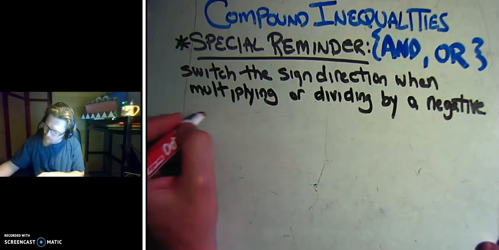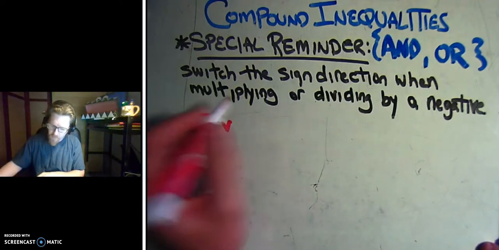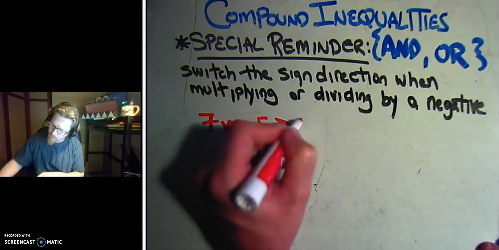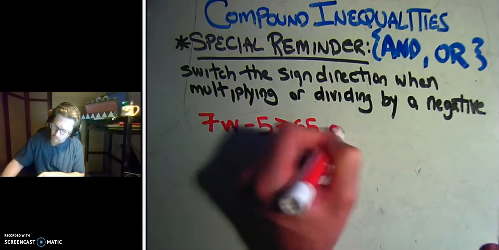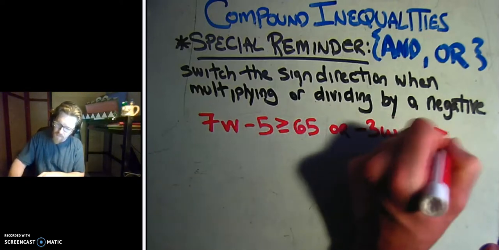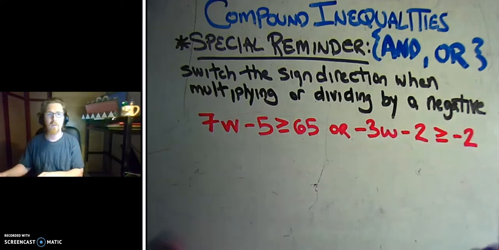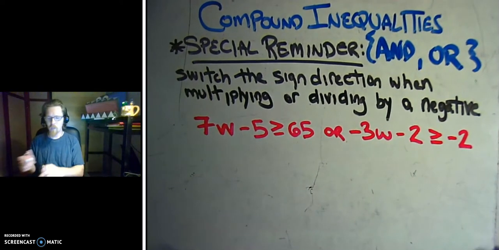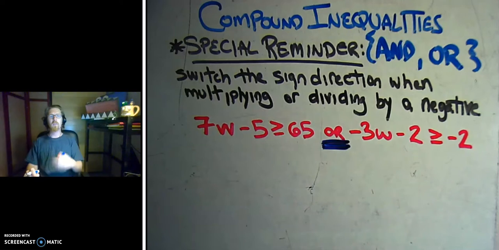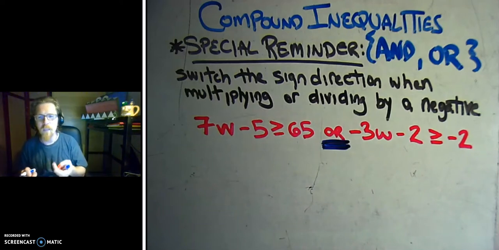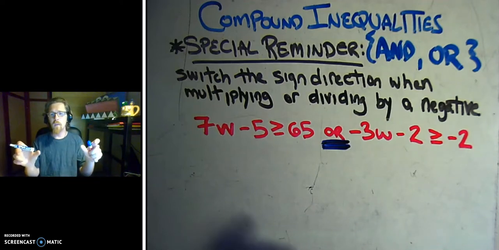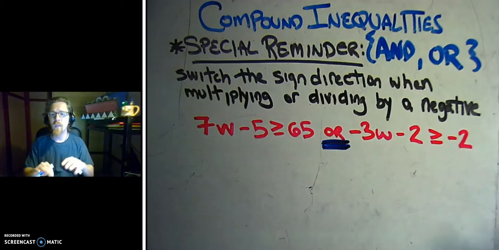Let's say we had a compound inequality that says 7w minus 5 is greater than or equal to 65, or negative 3w minus 2 is greater than or equal to negative 2. So let's just say that this is our problem. You notice right here we have this word or. This tells us that it's a compound inequality. The only thing we need to remember is we're going to solve both of these problems simultaneously, and we're going to graph them both on the same number line.